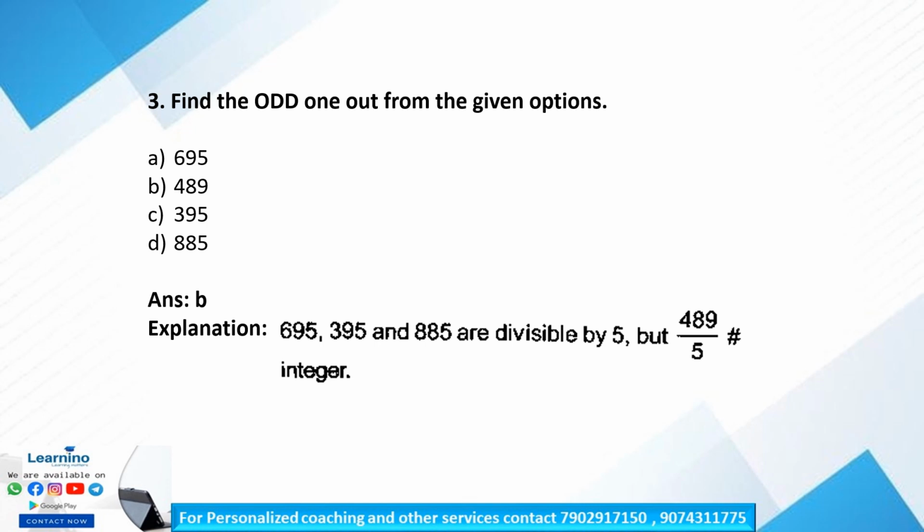Next question, question number 3. Find the odd one out from the given options. Okay. So we have 695, 489, 395 and 885. From looking at the options itself, we can find the answer, right? All are multiples of 5 since the last digit is 5. All are divisible by 5, right? So 695, 395 and 885 are divisible by 5, whereas 489 is not divisible by 5.